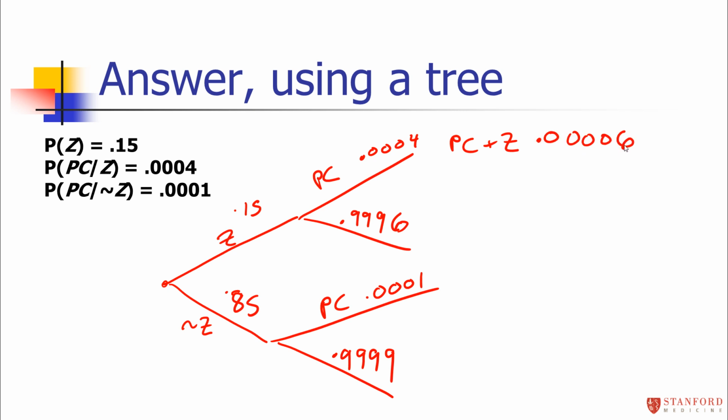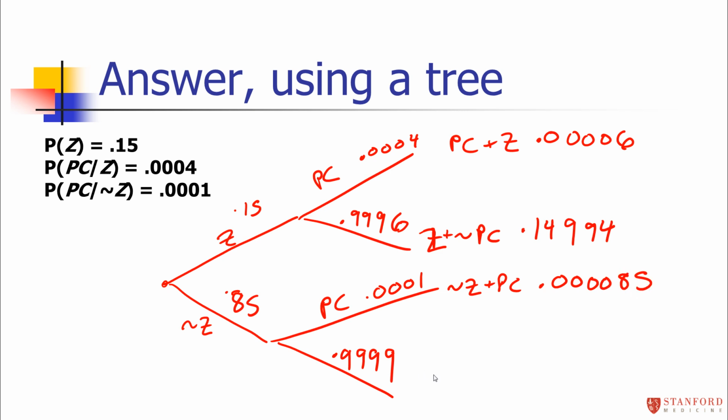We multiply across the branches, so your chance of having pancreatic cancer and having exposure is 0.00006. Your chance of having the exposure and not having pancreatic cancer is 0.14994. Your chance of not having exposure and getting pancreatic cancer was 0.000085. Again, just multiplying across the branches. The last branch is going to be 0.849915. If you add up all those probabilities, they're going to sum up to 1.